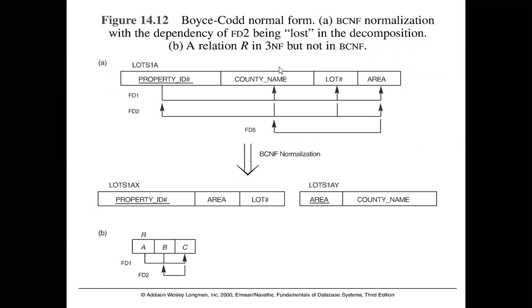So consider this particular example. This is Boyce-Codd normal form. The relation contains property ID, country name, lot number, and area. You can also call it a location. The functional dependency is the property ID is determining the country ID, location ID, and area.